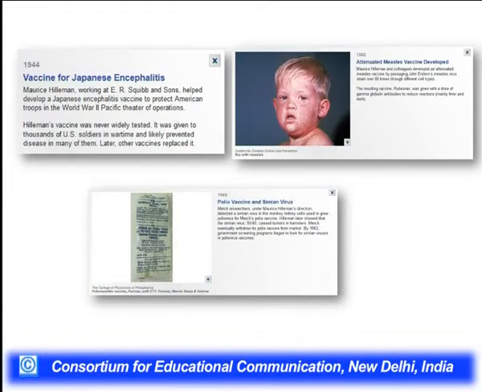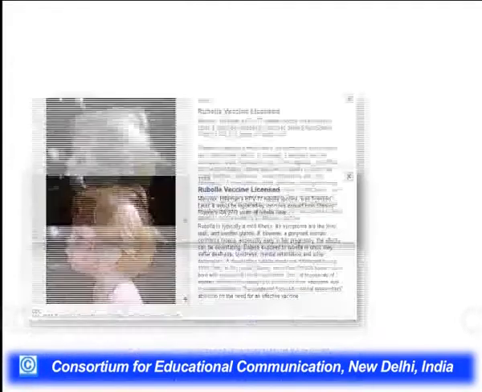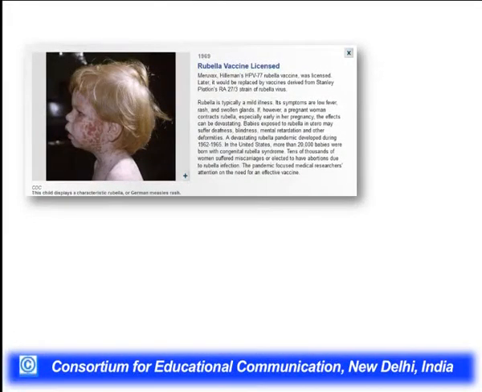Now, in the 1960s, the polio vaccines and the simian vaccines also got developed, and subsequently we'll discuss how exactly these particular vaccines were developed in the later phases. Now, in the year 1969, the rubella vaccine was licensed and developed. It was developed under the name Meruvax. It was Hilleman's HPV 77 rubella vaccine, which was licensed in 1969, and this vaccine was developed from some strains of the rubella virus.